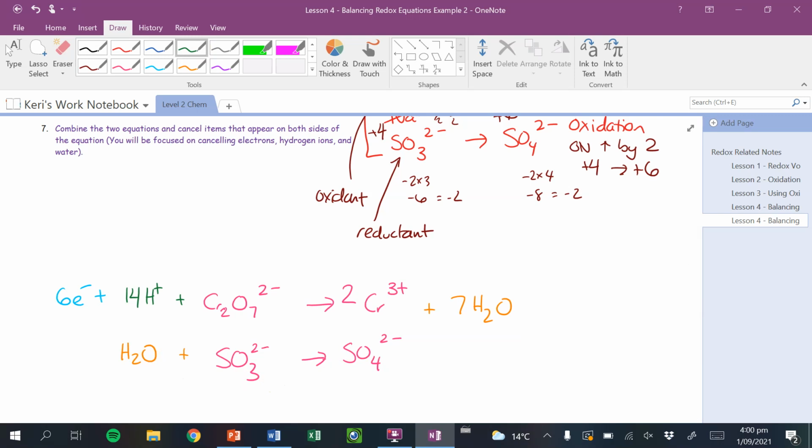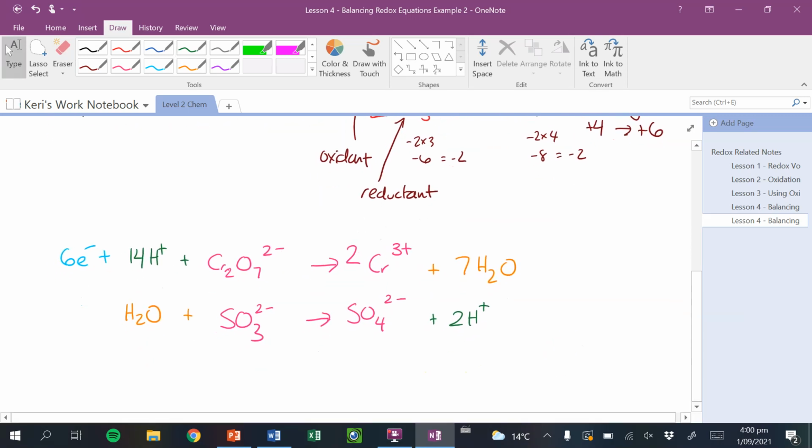All right, now that I've added water onto this side, I need to add the hydrogens. So I see that there's 2. So I'm adding 2 hydrogen ions there to balance it. We can't create or destroy matter. And now I'm on to my last step, looking at those electrons.